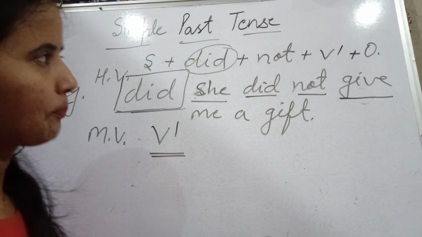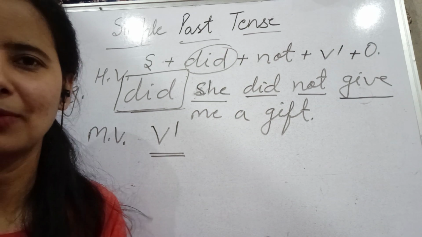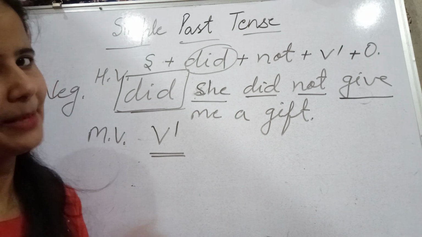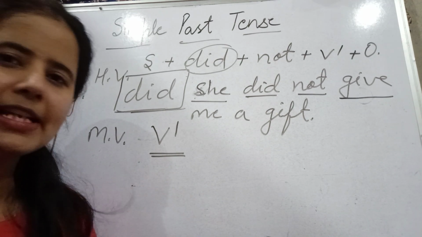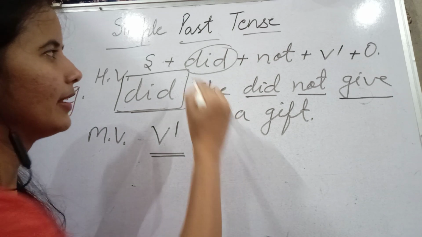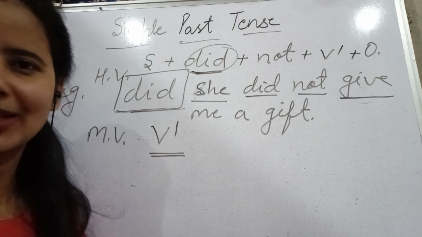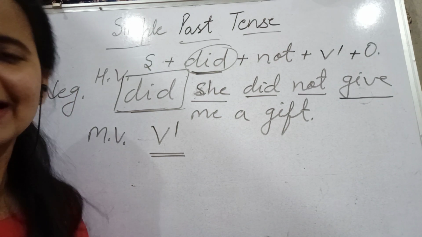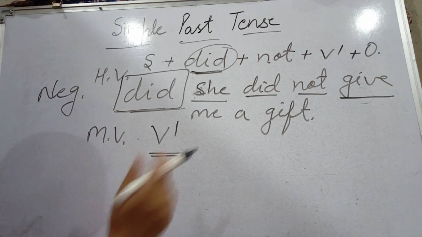Okay, and there's no big deal about using a helping verb with a singular subject or plural subject, because all the subjects in an affirmative sentence will take V2, and in a negative sentence all the subjects will take did. No other options are there. So it's quite easy, I think, to understand simple past tense. Okay, the next one is the next example.